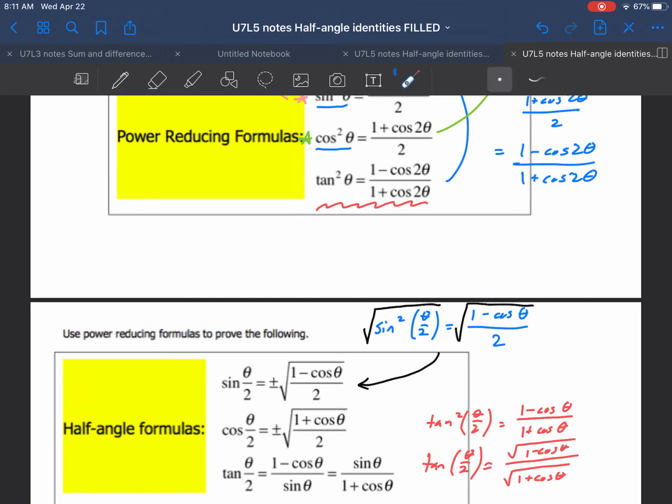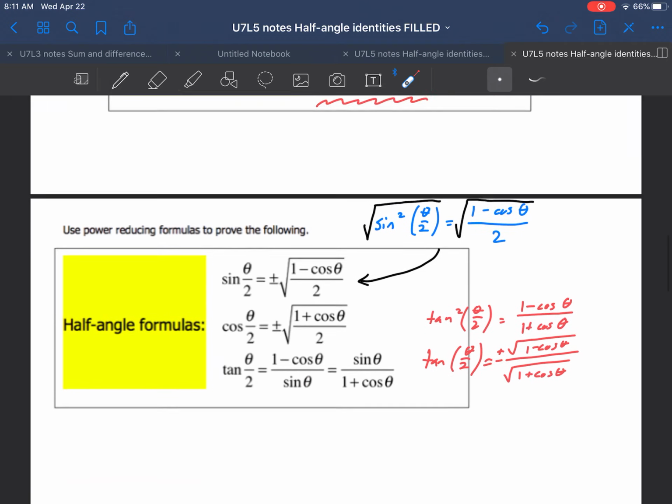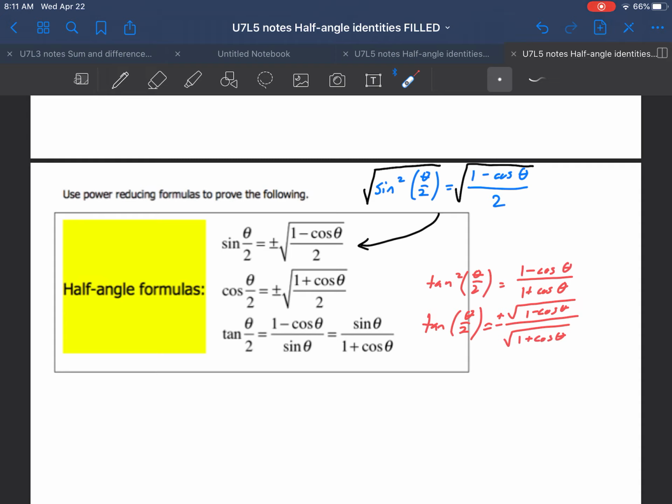And sorry, I need to put a plus or minus, right? So there's a plus or minus here. Okay, so this, if we now square both of these, right? This becomes 1 minus cosine theta, which is there. And this becomes sine theta. Let me show you what I mean.